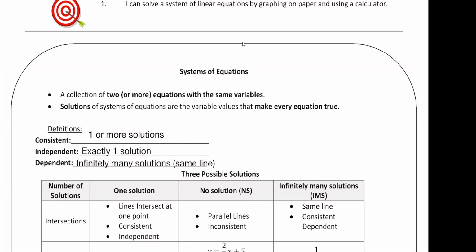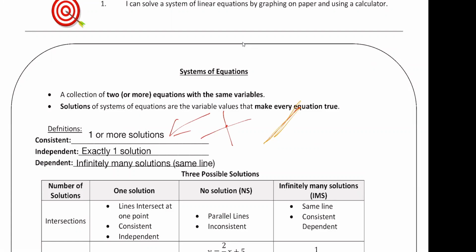Okay, so those are some terminology. Consistent means you have one or more solutions. So what that means for consistent is you either have lines that cross at one point, or you really just have the same line that overlaps exactly the same way, so it's touching everywhere. Independent would just be what I have in red, where they cross at one spot.